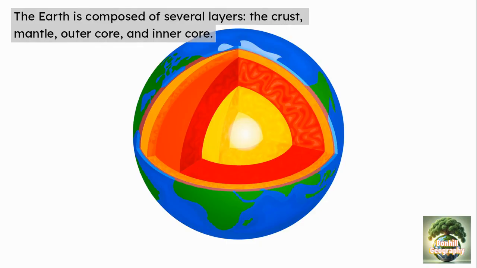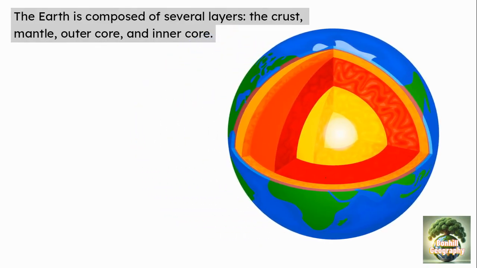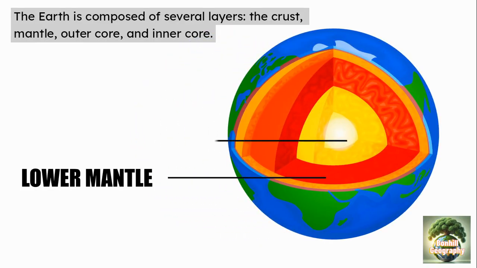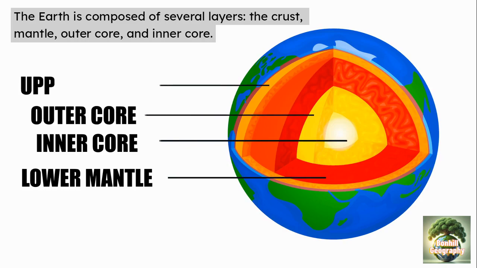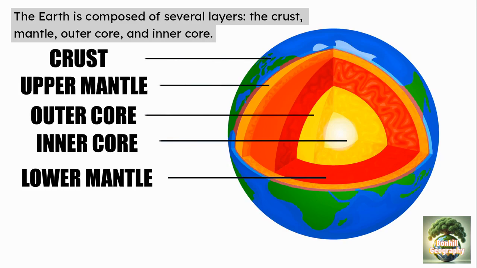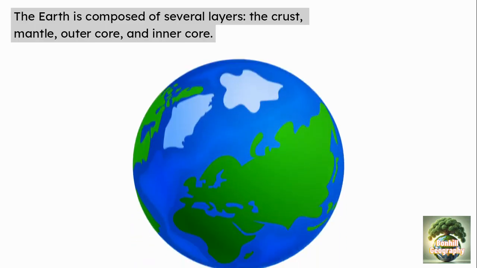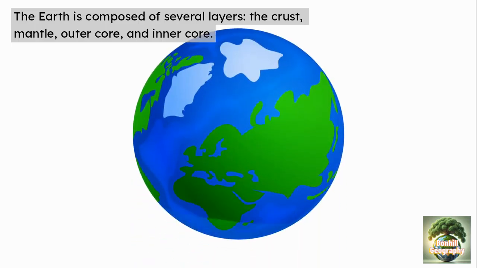We call these the crust, mantle, outer core and inner core. The crust is the thinnest of them overall. The mantle can be described as semi-plastic, so it almost feels like Play-Doh. The outer core is liquid, made from iron and nickel, and the inner core is also made from iron and nickel, but solid due to the pressure.